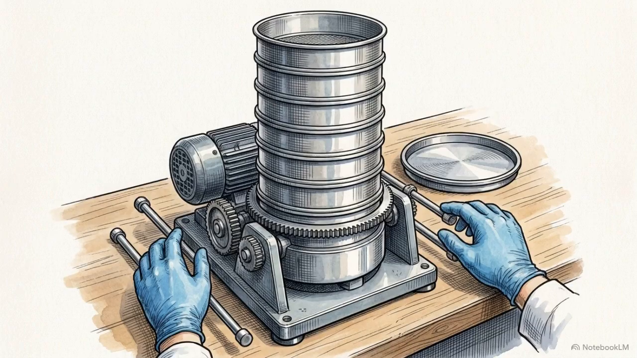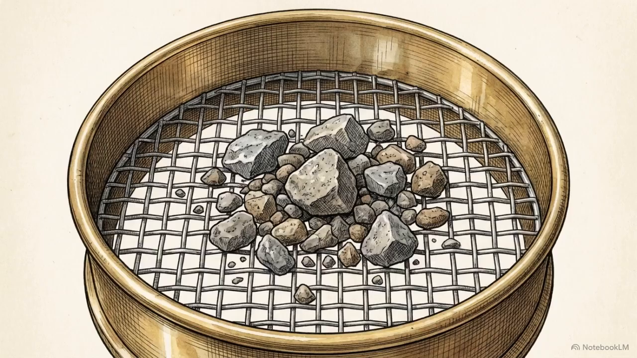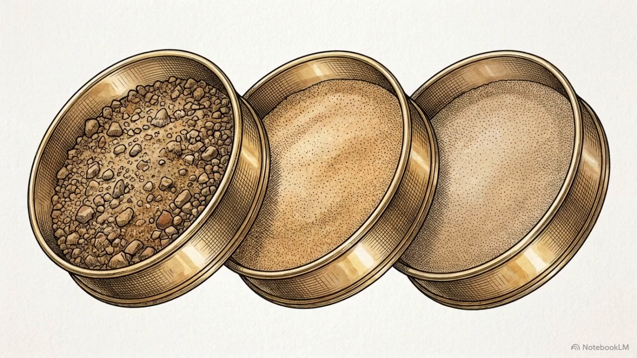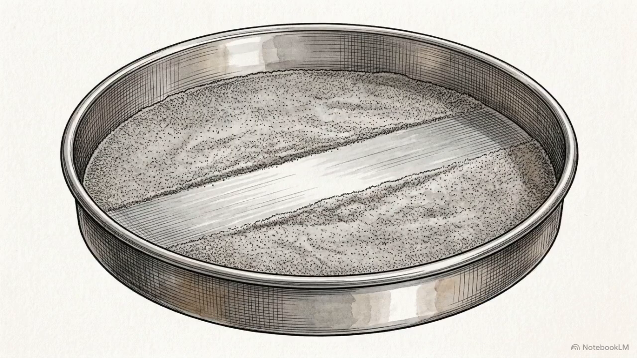Once the shaker stops, we can disassemble the stack to see the results. The top sieves, like the 10 millimeter and 6.3 millimeter, now contain only the coarsest aggregate. Removing lower layers reveals smaller and smaller grains, down to the fine sand caught just above the pan. The receiver pan at the very bottom contains the final dust that passed through the 75-micron threshold.